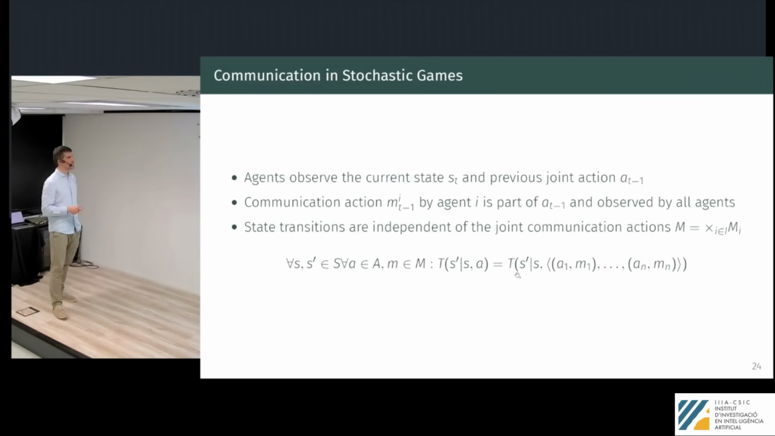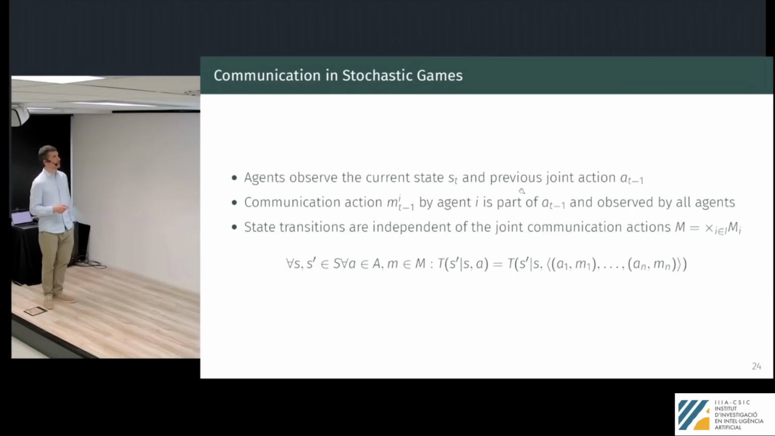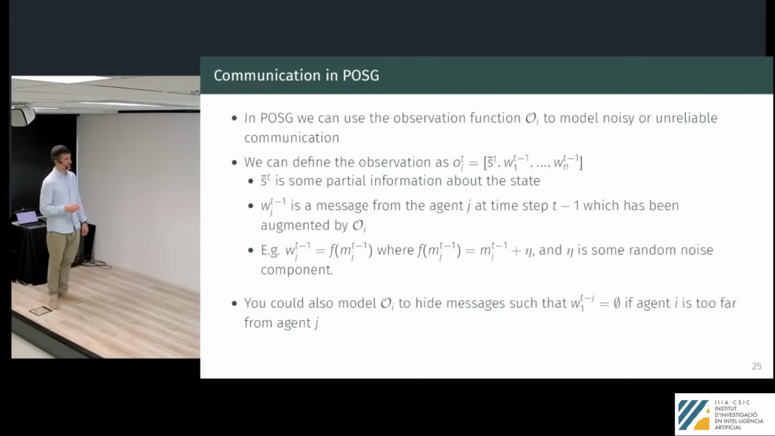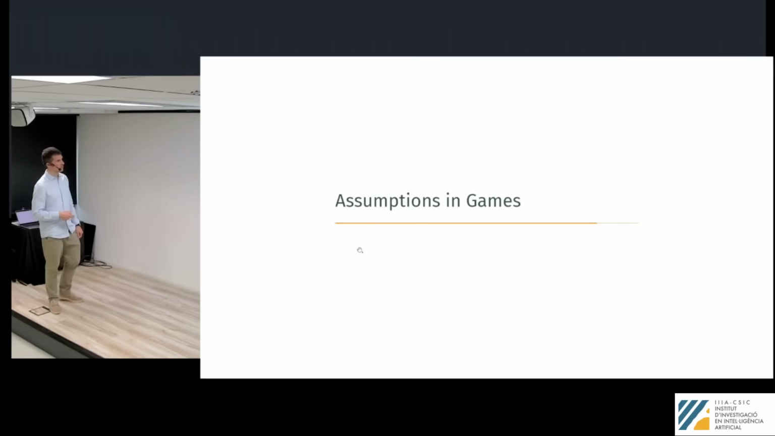So agents observe the current state as before in a stochastic game. And then, if they observe each other's actions, that means it includes the communication action, so they can observe the message that the other agent sent, basically. In a partially observable stochastic game, it's similarly modeled. We can say that the observation now includes some kind of information about the state, but it can also include the messages, W in this case, from the other agents. And because of the observation probabilities, we can even model things like noisy messages, if it's a noisy communication channel, or loss of messages. We can model that these things could be empty as well, under certain probabilities. So you can be really quite creative with how you model this.